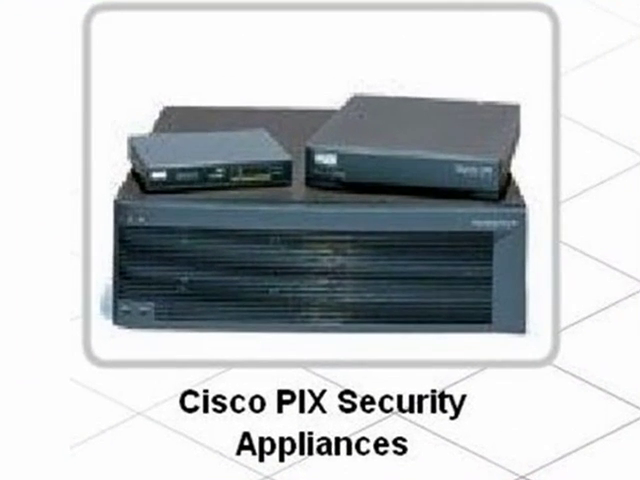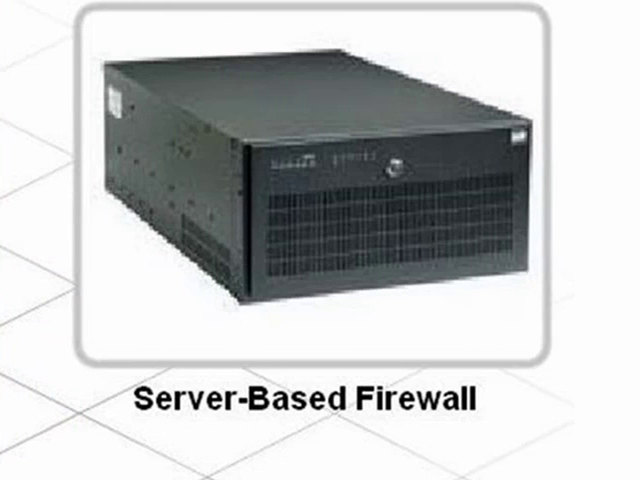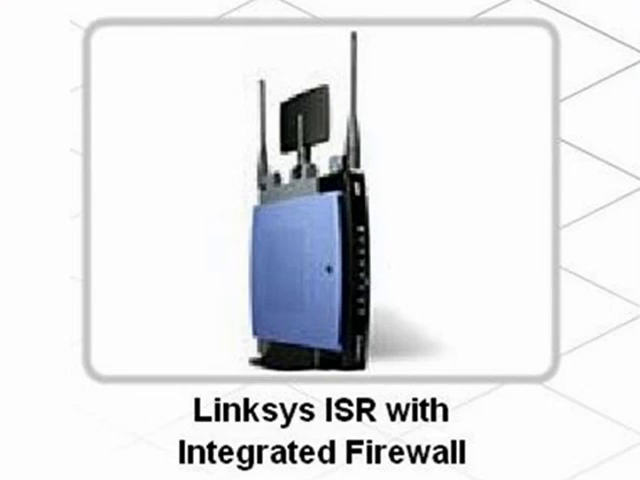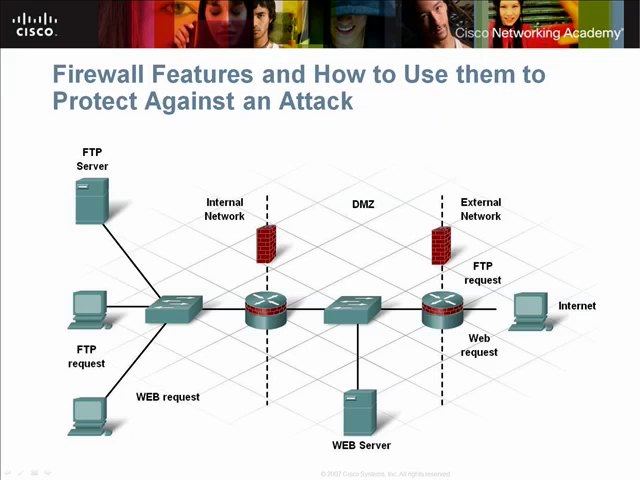These include dedicated standalone hardware such as the Cisco PIX and ASA, server-based firewalls, which are applications that run on network operating systems, integrated firewalls, which are devices with firewall functionality built in, such as a router with a built-in firewall, and personal firewalls, which are applications that run on host computers. Our final animation demonstrates how a firewall protects an internal network from external threats, while still allowing external traffic to access certain necessary corporate resources that are located on a separate network.